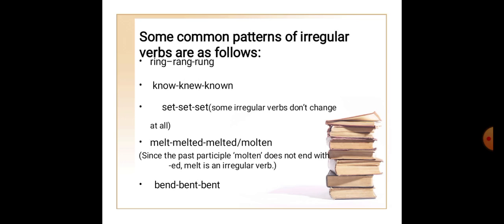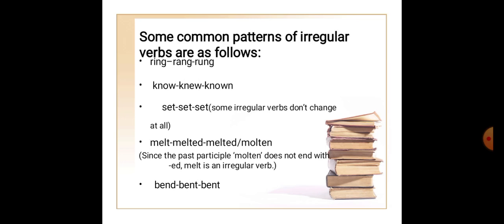Know, knew, known. Here it's the same: it's an irregular verb, because I can't say "knowed". Set: some irregular verbs don't change at all. So it can happen that a verb does not change at all. Set is also an irregular verb because it does not have -ed or -d. It remains an irregular verb even if it does not change.